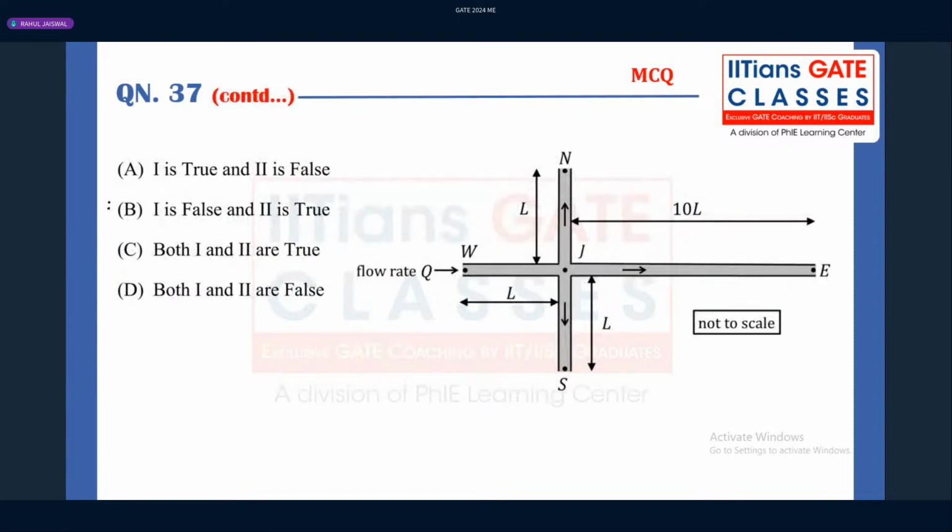B should be correct. Actually, B should be correct, but in the GATE official paper, they have given C as the correct option. You can challenge this question. Definitely, you are going to get the mark for this question. Now, why have they given statement 1 as correct? There again, we can also justify, but that justification is not 100% correct.